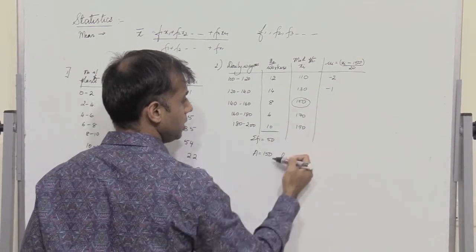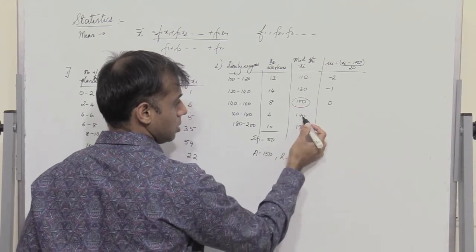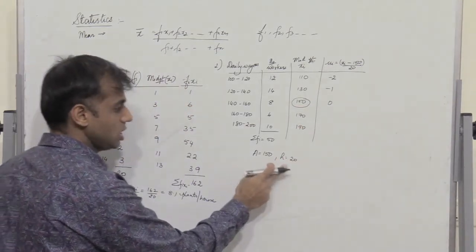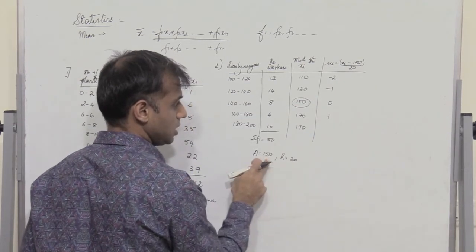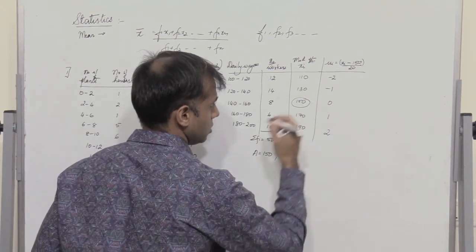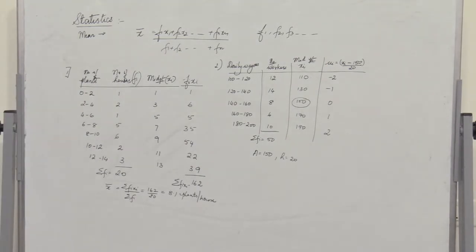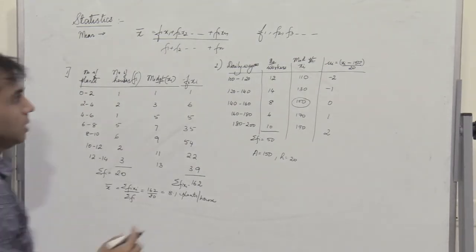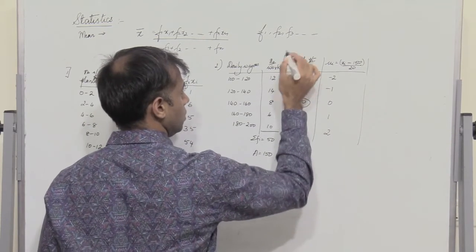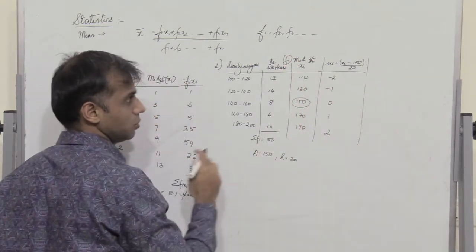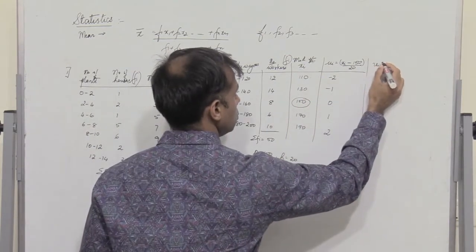Here 150 minus 150 is 0. 170 minus 150 is 20 divided by 20, which is 1. And 190 minus 150 is 40 divided by 20, which is 2. So we get the value of ui. Next, multiply ui with fi, the number of observations, which is here the number of workers. So ui into fi.